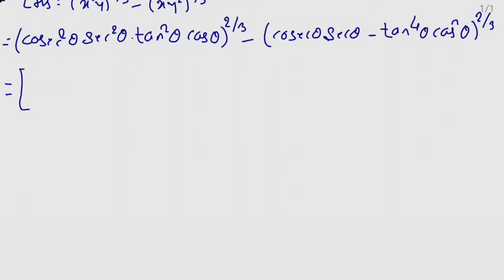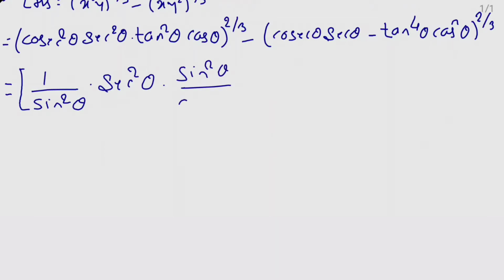And now here equal to cosec square theta, we can write 1 divided by sin square theta into sec square theta as it is, into tan square theta, we can write sin square theta divided by cos square theta into cos theta as it is, and raised to 2 by 3.